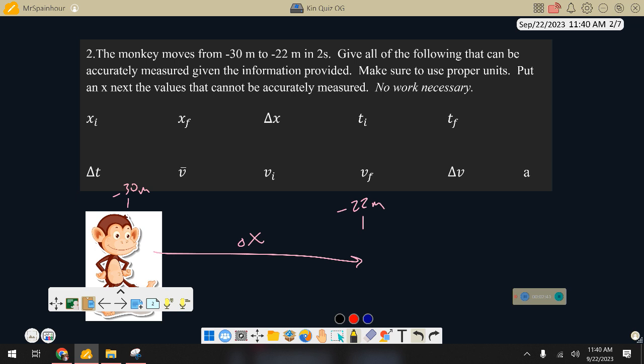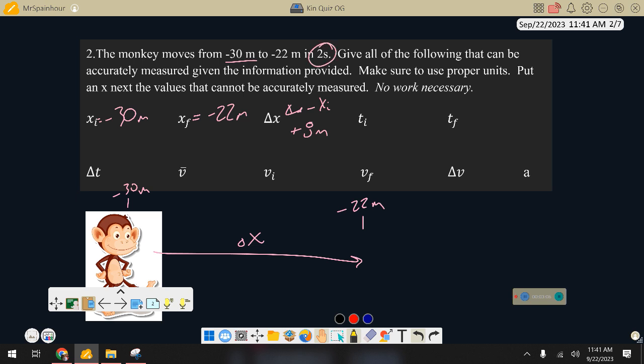Okay. Give the following that can be accurately measured. Well, stated for us in the problem, this guy right here is the position initial. Oops, that should be negative 30, not negative 3. Position final is given to us, negative 22 meters. Displacement can be calculated. This is just final minus initial, or it went 8 meters in the positive direction, so this is positive 8.